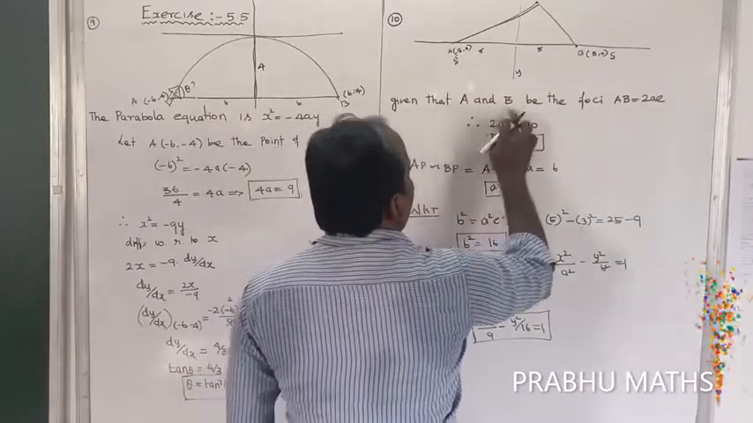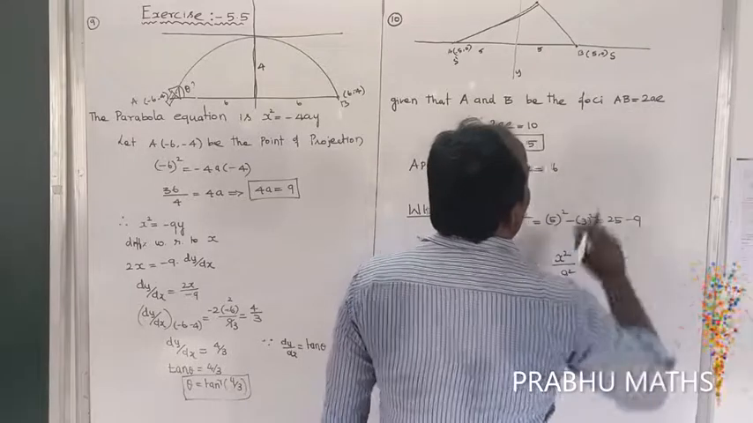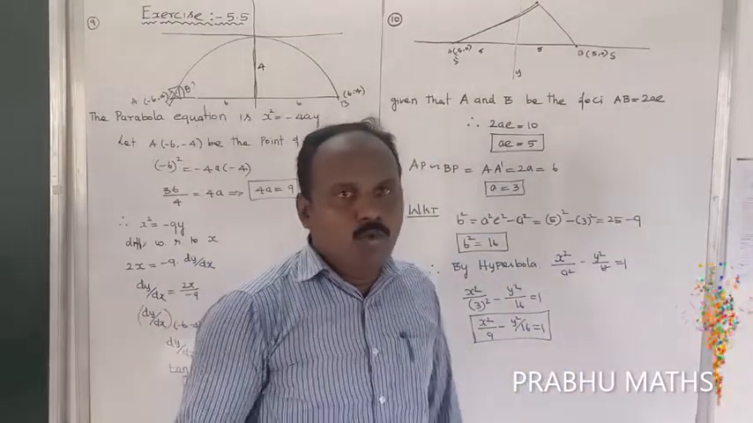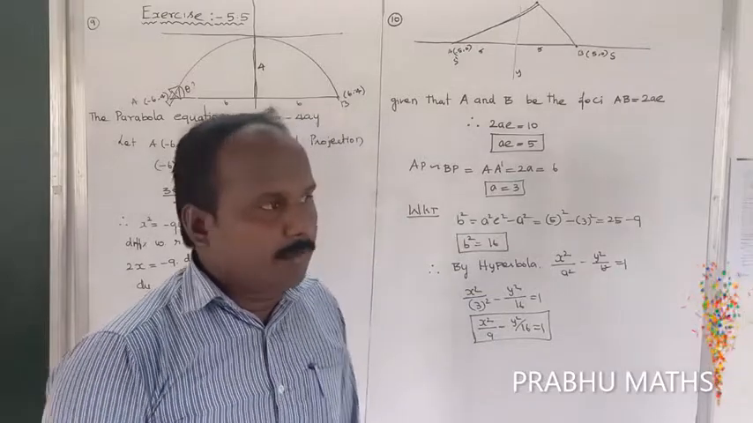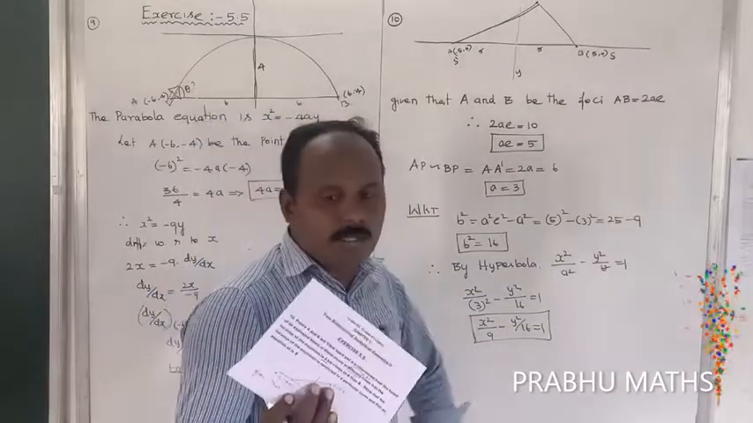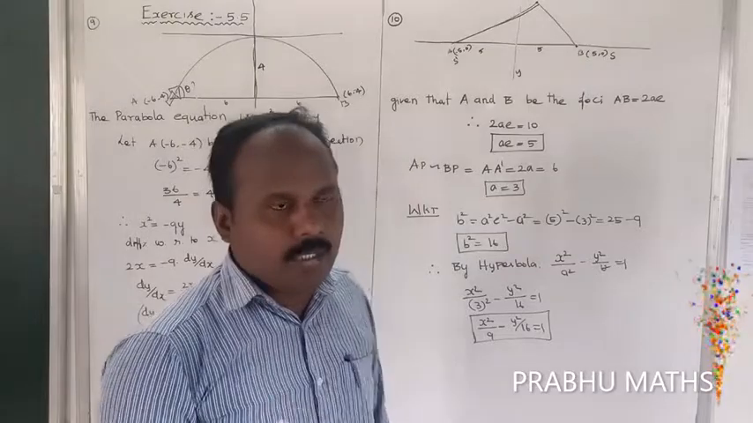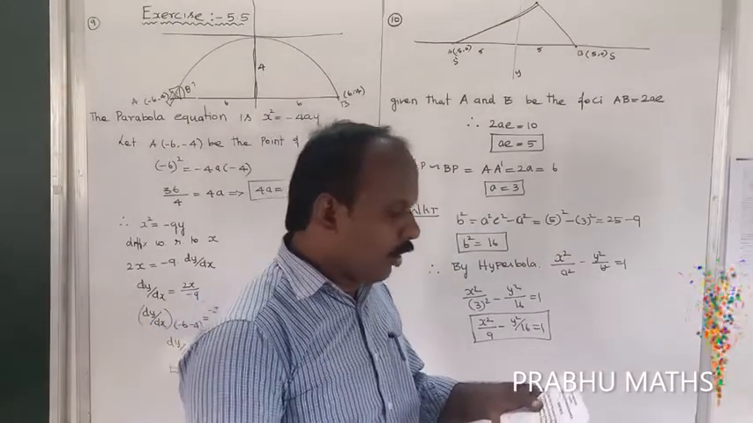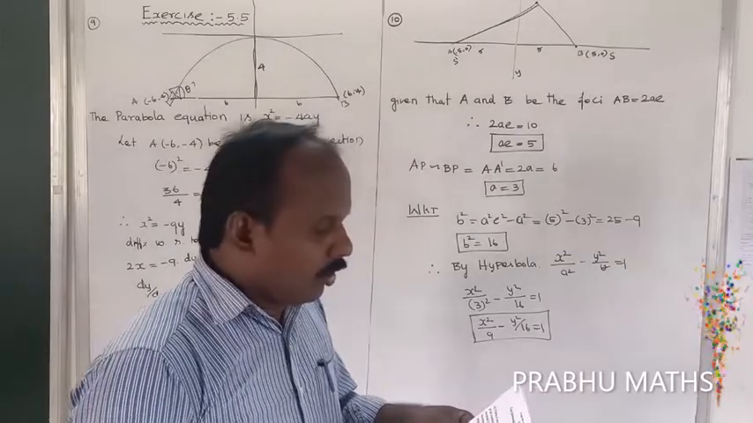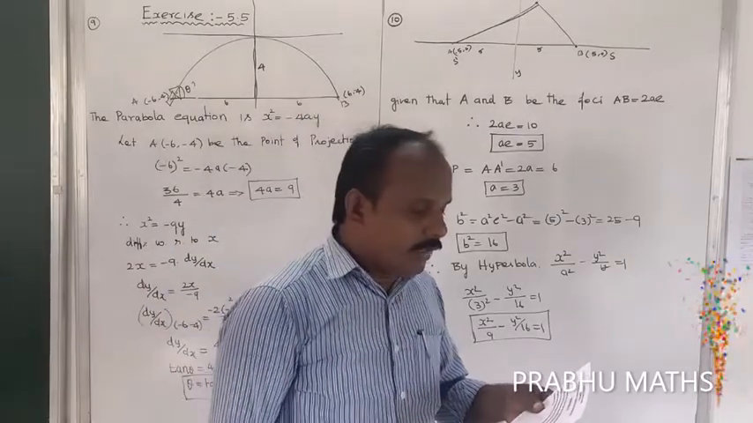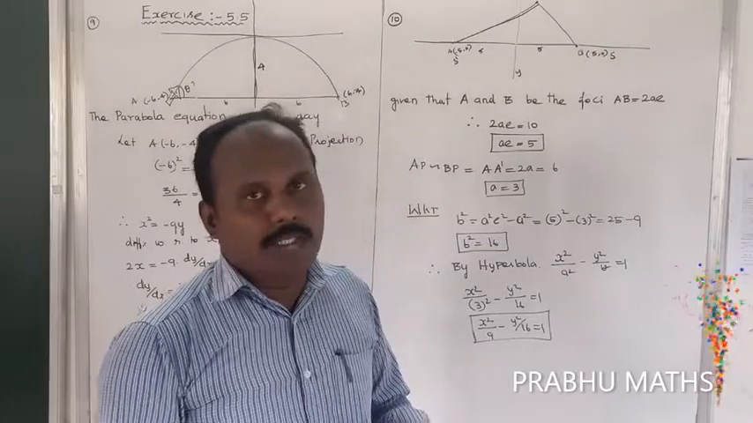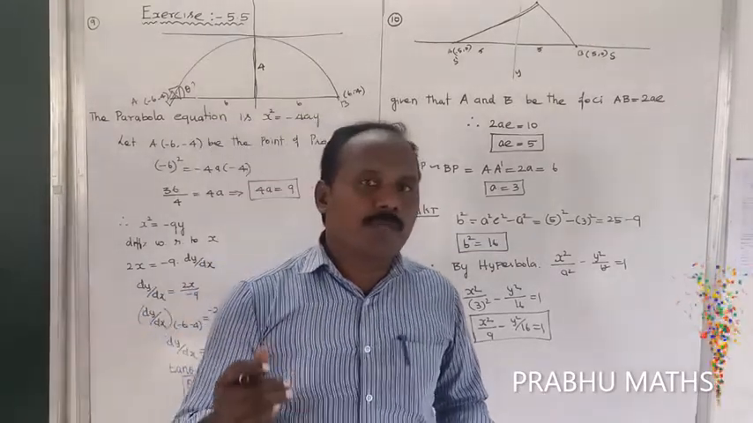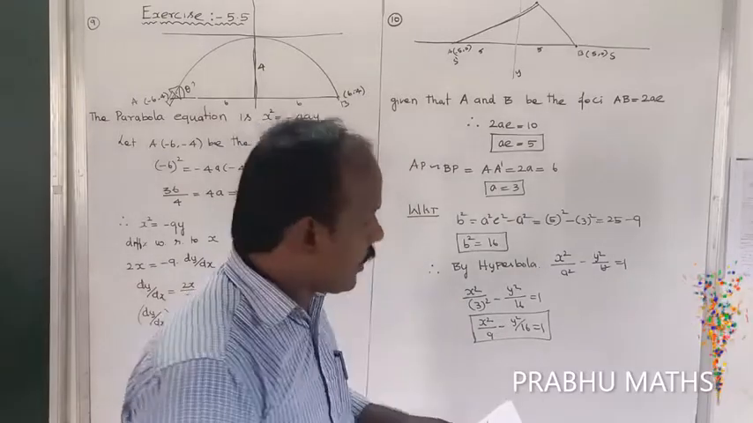Given that A and B are the foci, AB is equal to 2ae. Foci means the distance is 2ae. Is it an ellipse or a hyperbola? This sum is definitely a hyperbola. Why? Because hyperbola means difference. The sounds are heard at different times, so it is the difference. The ellipse equation x square by a square plus y square by b square equals 1 is not the answer.